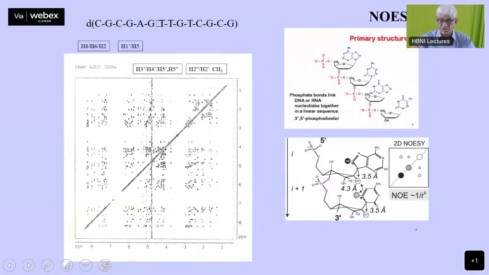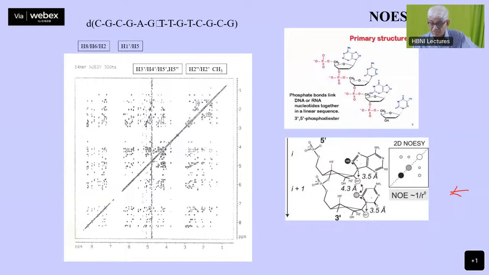For ready reference, I put the primary structure of the DNA as well as some details about the distances between the protons indicated here in the bottom one. So here I show you some of the distance information. This is what is obtainable from the NOESY. You have this I and I+1 nucleotide unit, and the base of this nucleotide unit is this, base of this nucleotide unit is this.